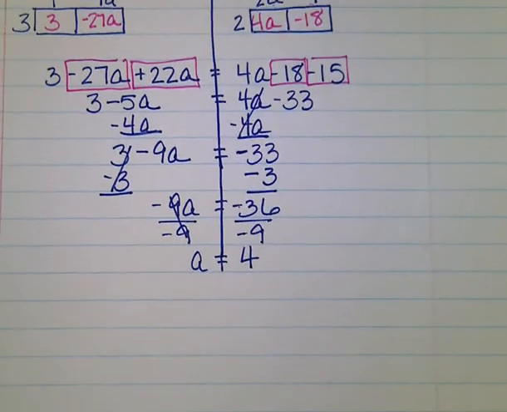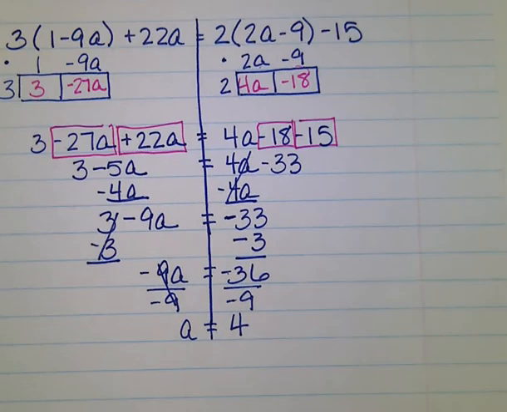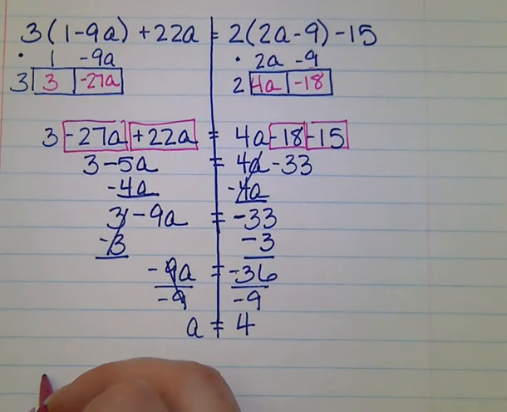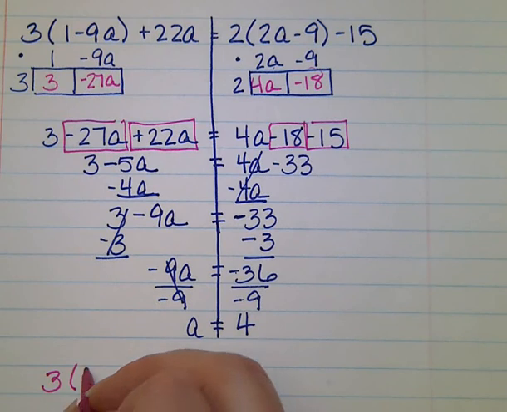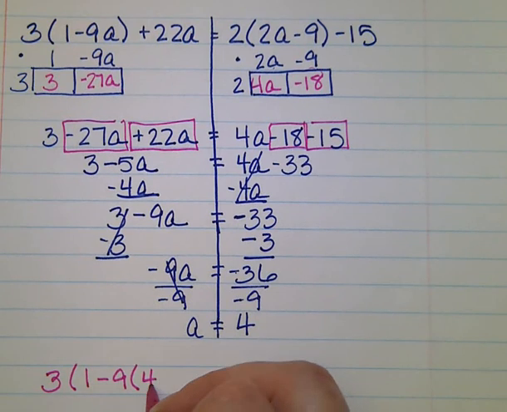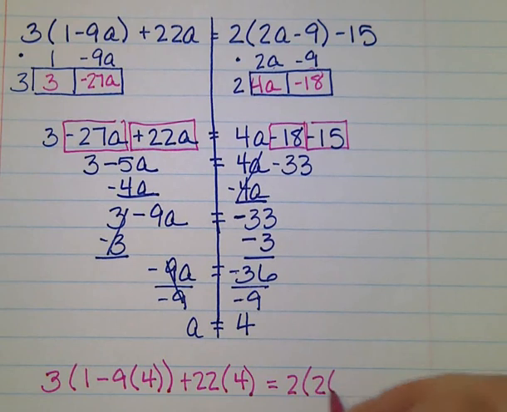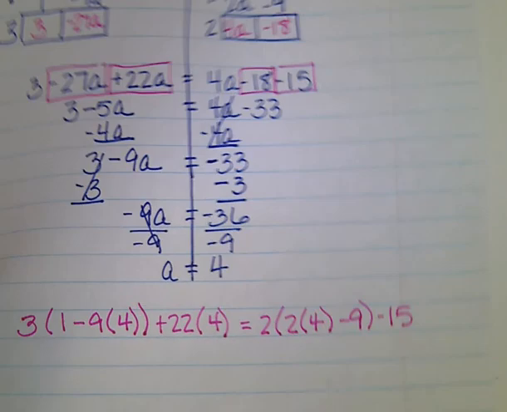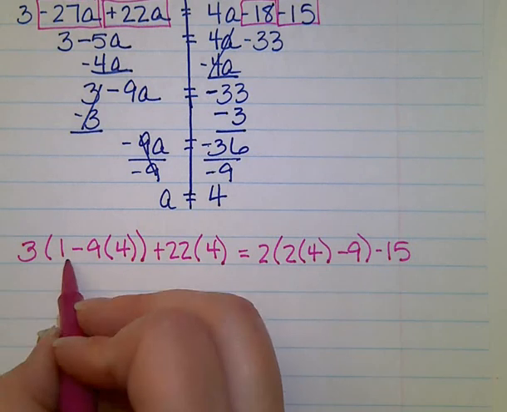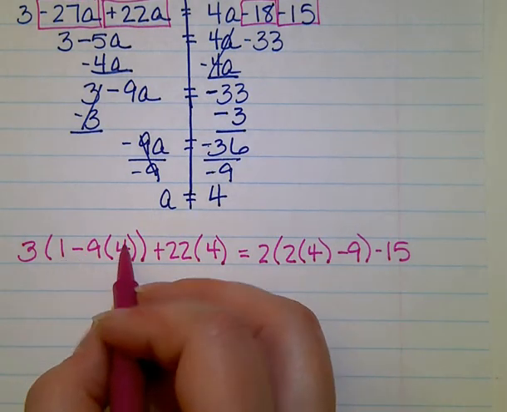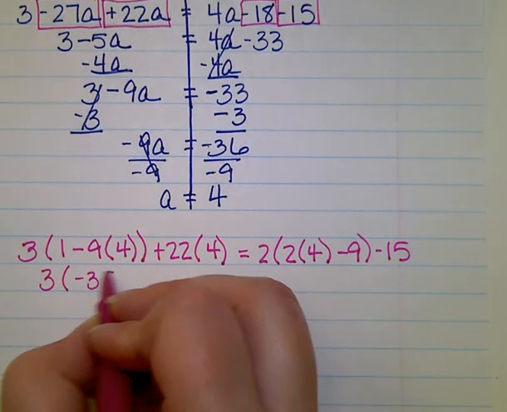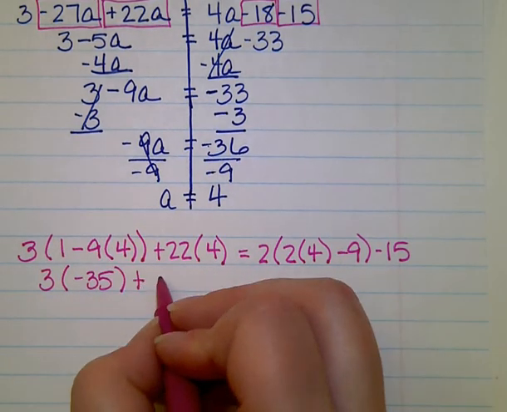I think a is a 4. So I'll recopy. I have 3 times 1 minus 9 times my a value, which I think is a 4, plus 22 times my a value is equal to 2 times my a value, which again I think is a 4, minus 9 minus 15. Let's see how this works. So when I put together 1 minus 9 times 4, I get a negative 35, plus 22 times 4 is 88.